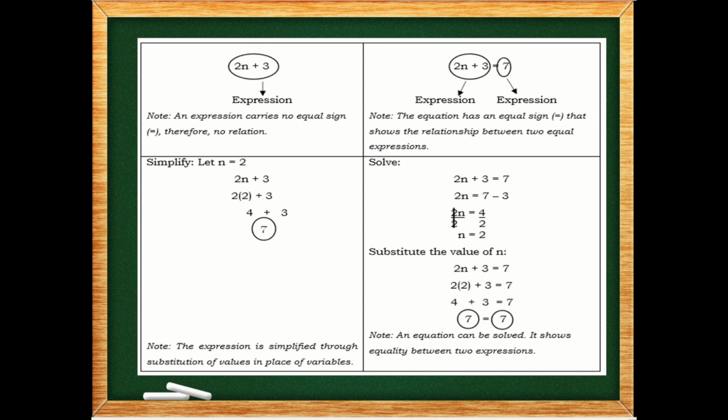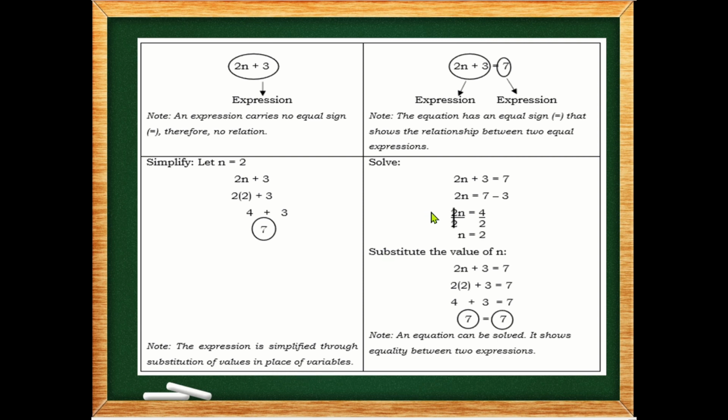Now let's simplify the expression by letting n is equal to 2. If we have the expression 2n plus 3, we're going to have 2, and if n is 2, that is times 2 plus 3. 2 times 2 is equal to 4 plus 3. 4 plus 3 is equal to 7. Take note, the expression is simplified through substitution of values in place of variables.